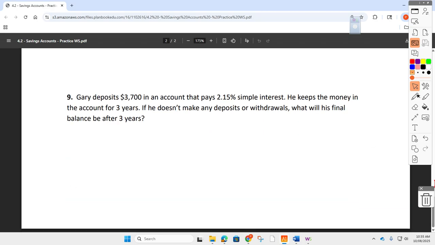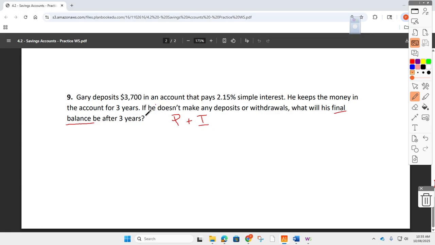Number 9 says that Gary deposits $3,700 in an account that pays 2.15% simple interest. He keeps the money in the account for 3 years. If he doesn't make any deposits or withdrawals, what will his final balance be after 3 years? So this is the trick here. Final balance means it's his principal plus the interest, whether he's paying it or whether he's earning it.